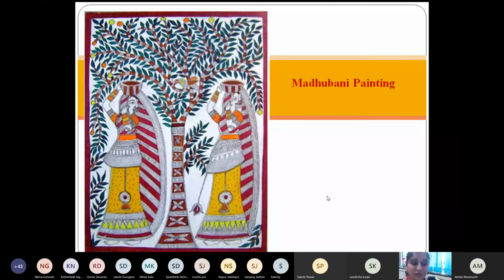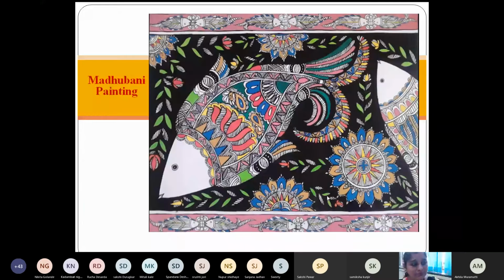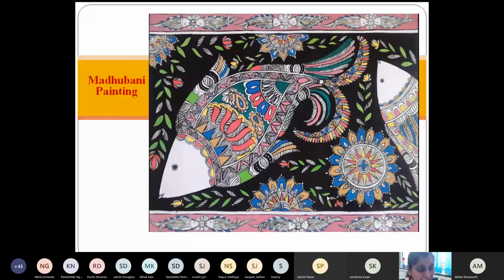Like I said, fish is the most common motif which is being used. You'll be able to notice that the black outlines, the double line border which I was mentioning in my presentation, is very evident across these paintings. Colors are very soothing. Madhubani uses a lot of bold colors, I can say, unlike other traditional folk art. I could compare this to kalamkari.